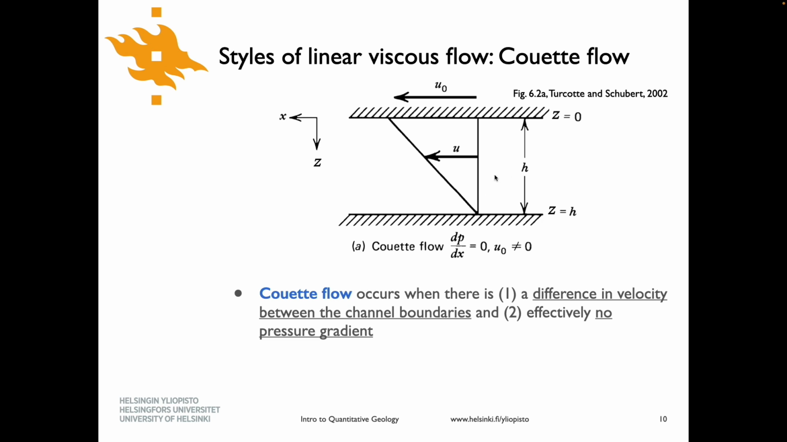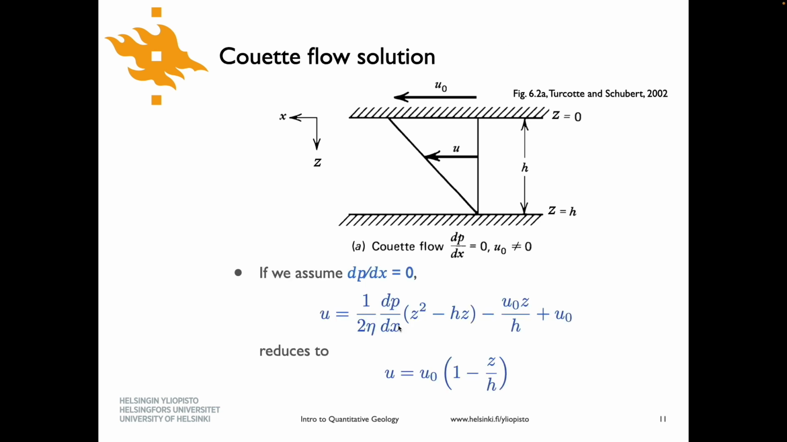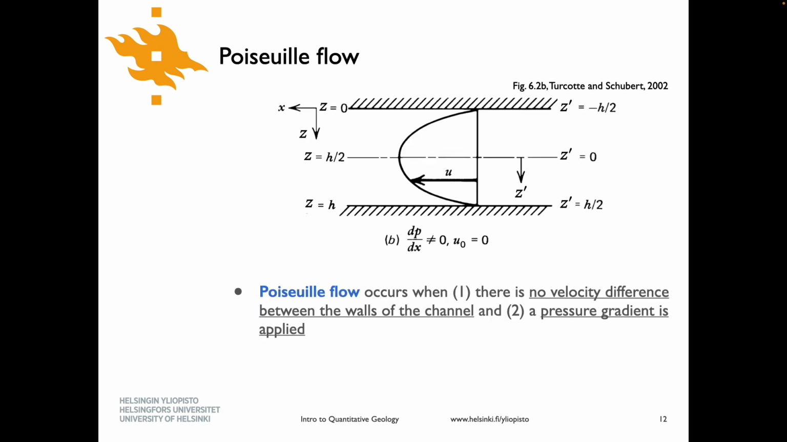But yeah, here we have something driven by movement of the wall of the channel with no pressure gradient. And of course we can solve for this. Doesn't really matter for our purposes, so I'm just going to skip that. So the other case, this sort of Poiseuille flow, is what occurs when you have the two walls of the channel stationary and you have a pressure gradient that's driving the fluid to flow.